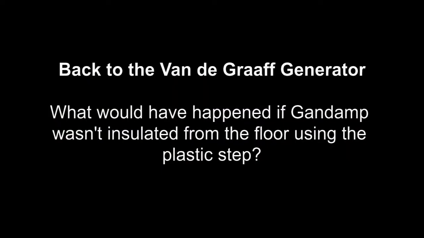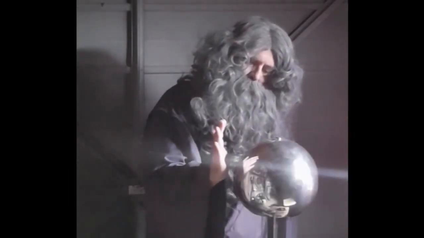Back to the Van de Graaff generator. What would have happened if GaNDamp wasn't insulated from the floor using the plastic stab? Here you can see a series of discharges coming from the sphere into GaNDamp's hand. These are called sparks. Your job moving forward is to hypothesize how sparks form. Let's take a look at some larger sparks using the discharge sphere.